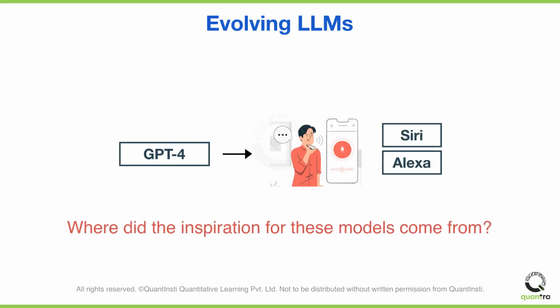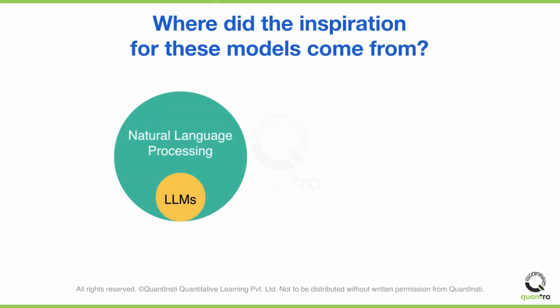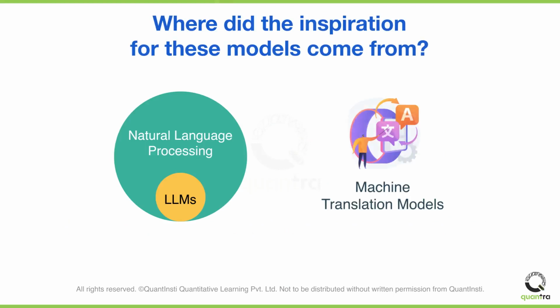So where did the inspiration for these models come from? LLMs are a crucial part of natural language processing, or NLP. One of the major motivations for it has been translation models, which involve translating text from one language to another.